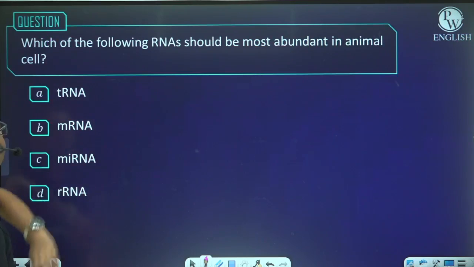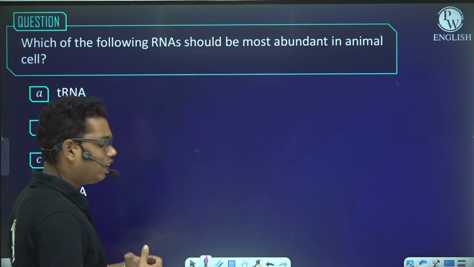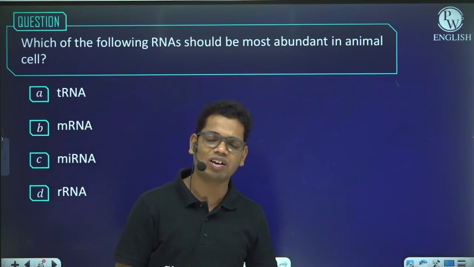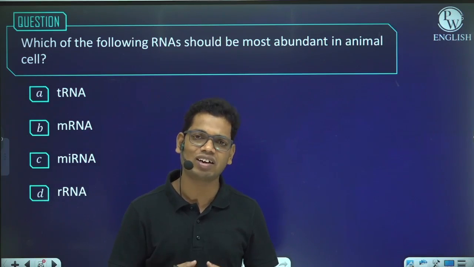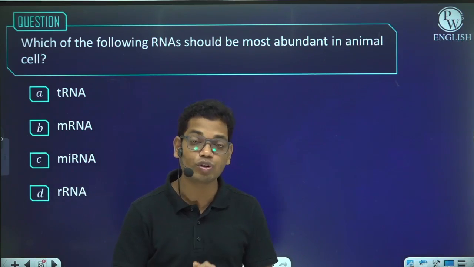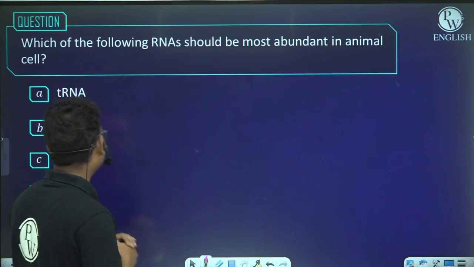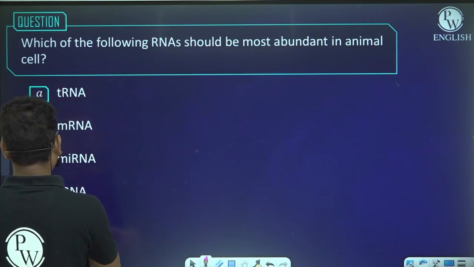Next. Which of the following RNA should be most abundant in animal cells? In an animal cell, or eukaryotic cell, we have different types of RNA. Messenger RNA is there, ribosomal RNA is there, tRNA is there. Among these three RNAs, which one is the most abundant? rRNA. Ribosomal RNA is the most abundant. So the answer will be ribosomal RNA.